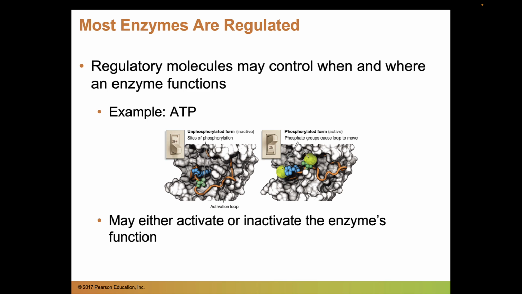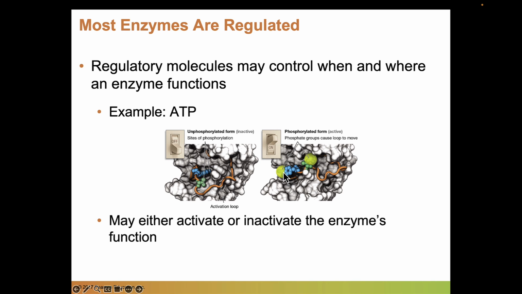So in addition to temperature and pH, enzymes can be regulated by regulatory molecules, and these can control when and where an enzyme functions. As an example, let's talk about the phosphorylation of enzymes by using ATP as cellular currency. So in this example here, we have an enzyme, and it's shown in gray, and we're zooming in on the active site. And so these balls here represent amino acids, and the rest of the amino acids are represented by this orange squiggly line. And right now, this enzyme is off because this activation loop blocks this active site here.